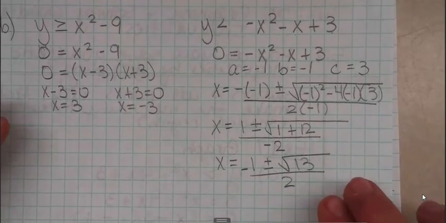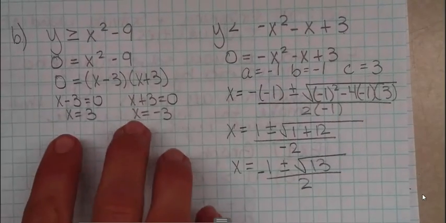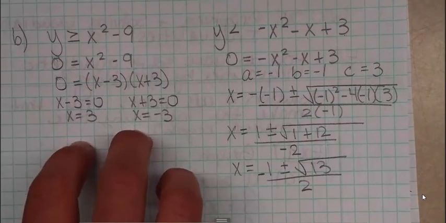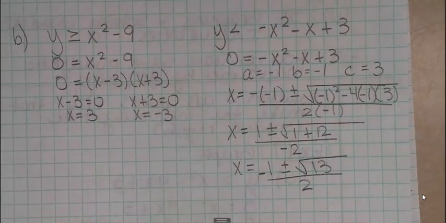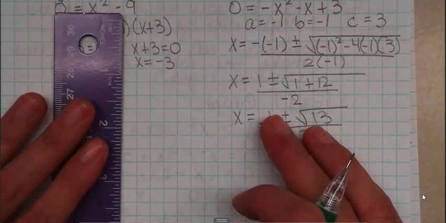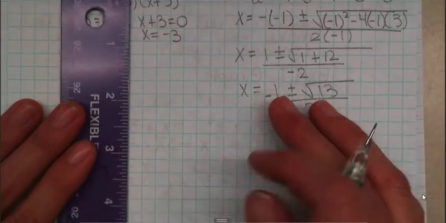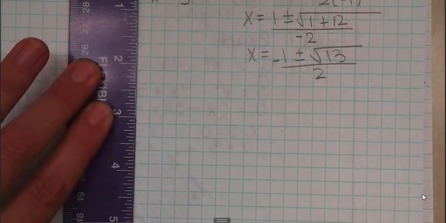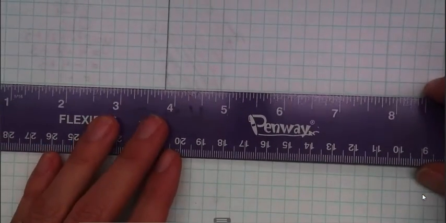Okay, so I think it's time to start graphing these two. So why don't I start by graphing this? I'll plot those points, and then we'll find the vertex. Okay. I'm going to try and give myself some more room because I have more work to do.